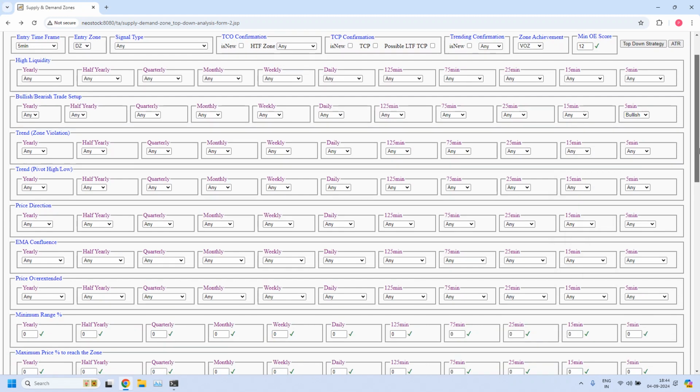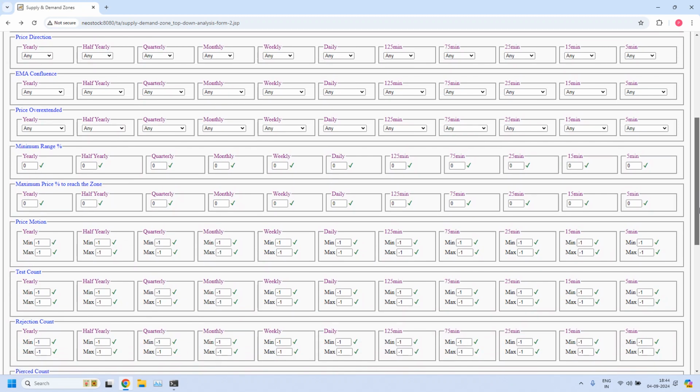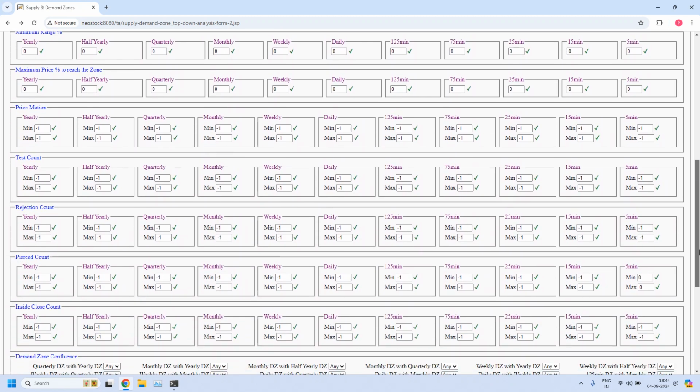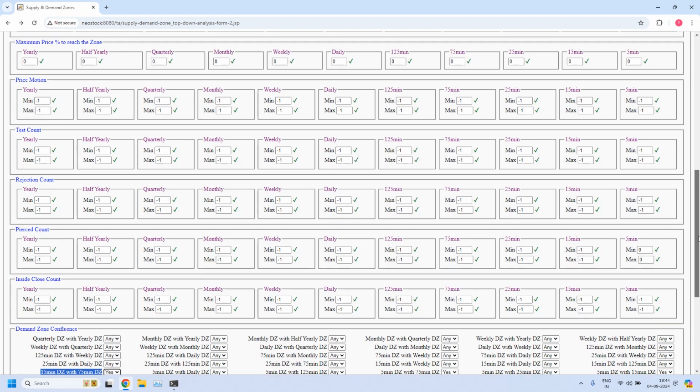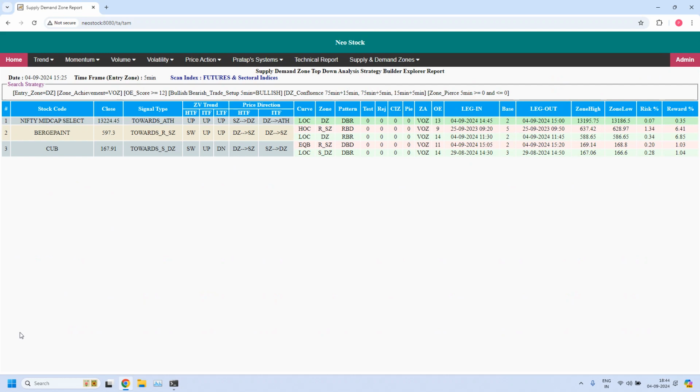Now let us look for LTF, ITF, HTF confluence, demand zone confluence. Already 5-minute demand zone, 15-minute demand zone is enabled. Next, 5-minute demand zone with 75 HTF confluence and also 15-minute demand zone with 75, that is ITF, HTF confluence. With this LTF, ITF, HTF confluence, let us filter the stocks. 3 stocks are filtered.